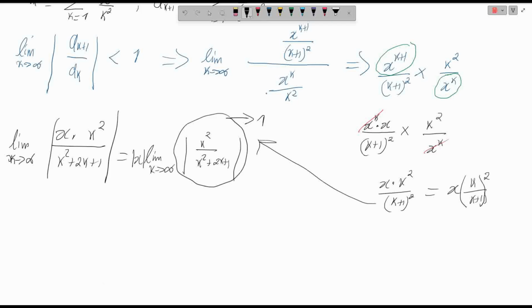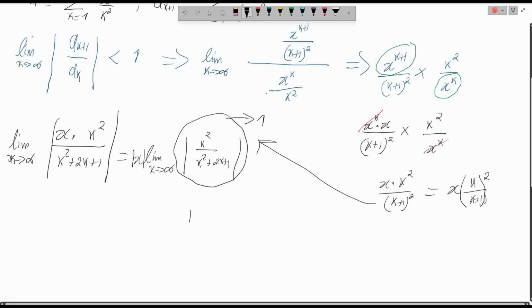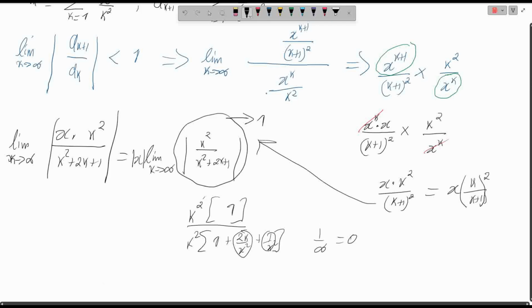So this limit is actually going to be 1, because if we factor out k squared, we are going to be left with 1 in the numerator divided by k squared. We factor out k squared in the denominator, and we are going to be left with 1 plus 2k all over k squared plus 1 all over k squared. Again, 1 over infinity, which is 1 over k, is all going to be 0. So 0 here, 0 here, this will cancel out, and we'll be left with 1 divided by 1 plus 0, which is 1. So that limit is going to be 1.